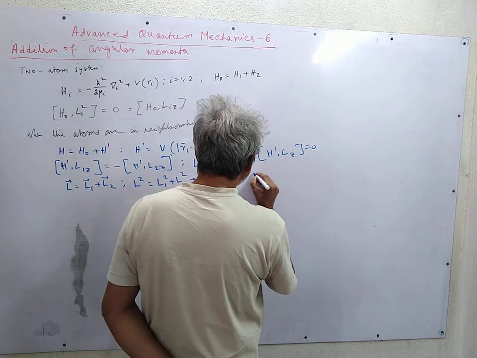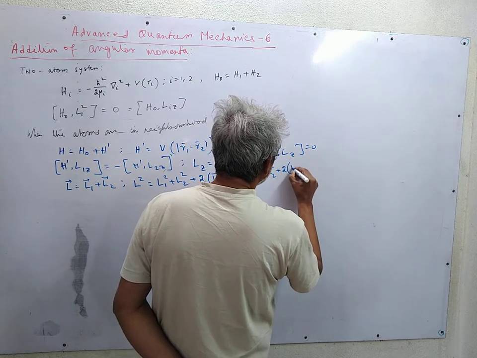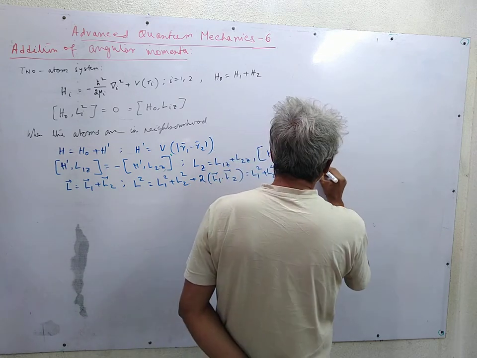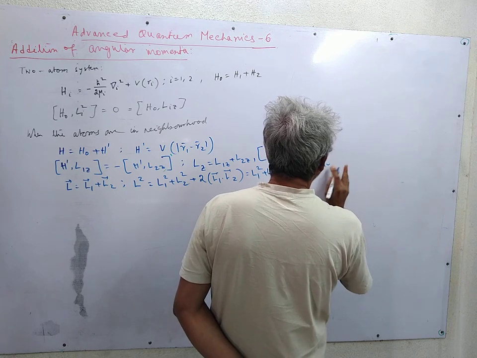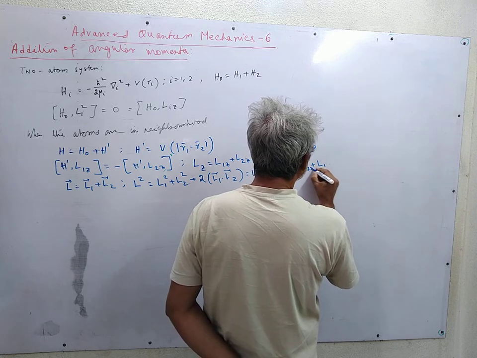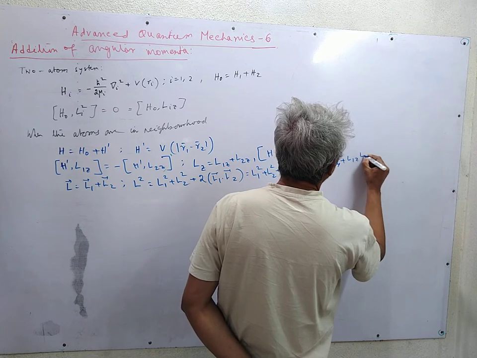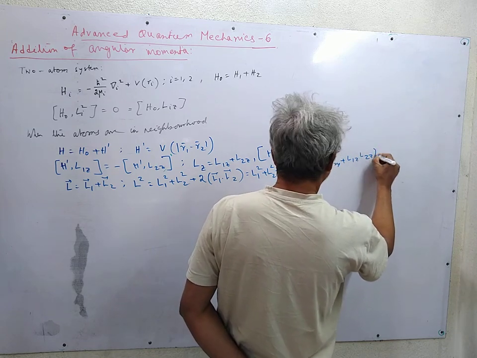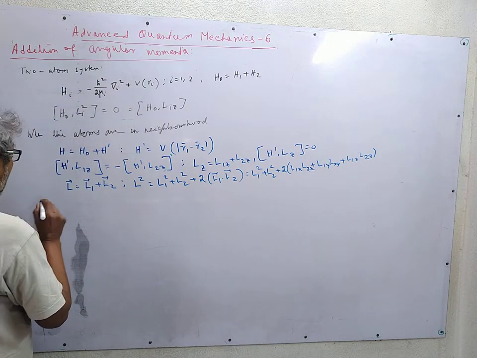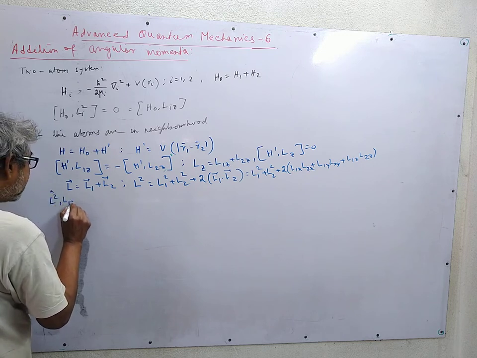This is L1 square plus L2 square plus twice L1x L2x plus L1y L2y plus L1z L2z. Now we consider the commutator of L square with L1z.